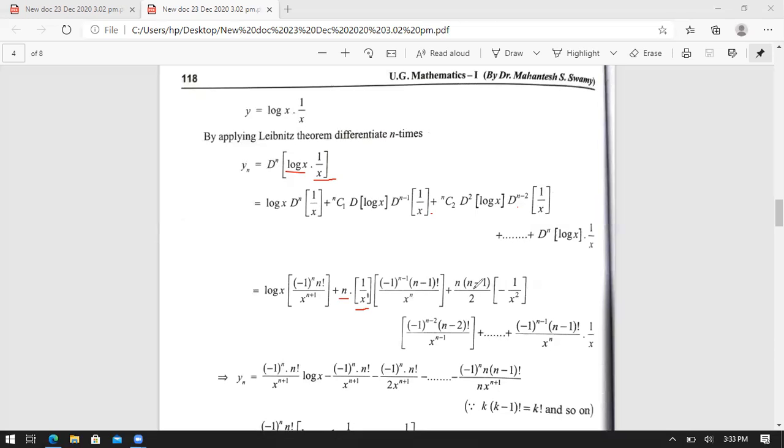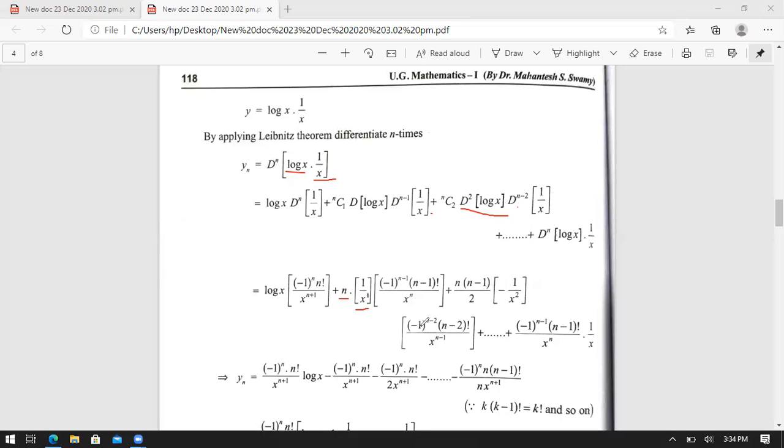nC2 means n into n minus 1 divided by 2 into, next step, log x is there. Differentiation of d square of log x, this one. Log x differentiation is, sorry, x differentiation is 1 by x. X square means that is the minus 1 by x square. Here d square is there. Okay, that's why minus 1 by x square differentiation. Next, then d to the power of n minus 2 into 1 by x is there.